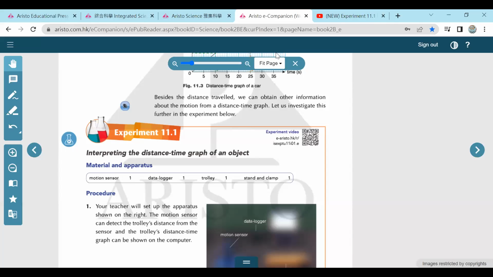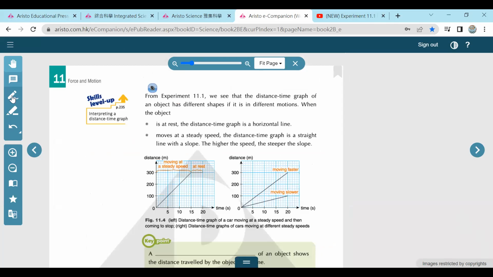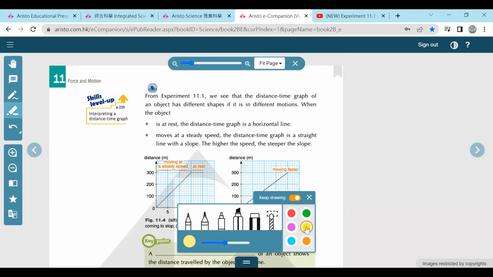Okay, so let's go back to your book. From the experiment 11.1 below, we can see that the distance time graph of an object has different shapes in its different motions.